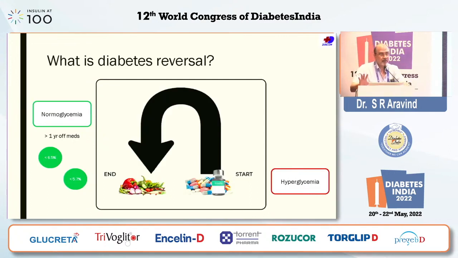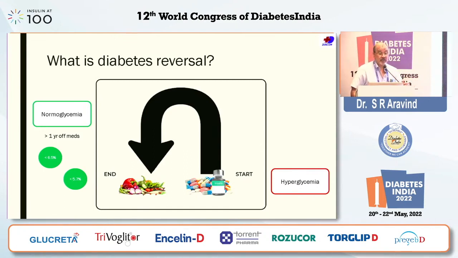In simple terms for clinicians who are practicing diabetes: you have hyperglycemia on the right side, you start the medication. Will it end where you can stop all the medications and you have no more hyperglycemia? Now, if you have an HbA1c of less than 6.5, yes, it is still in the diabetes level. If it is less than 5.7, probably it's no more hyperglycemia. And if it persists for more than 1 year, probably you can call it reversal.